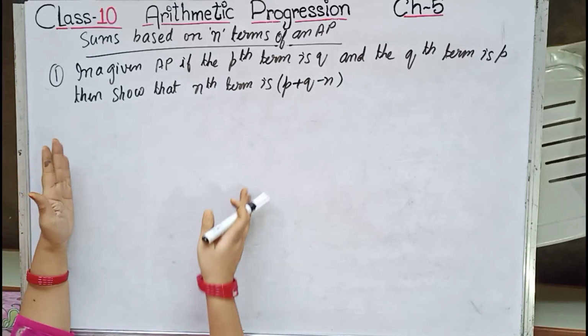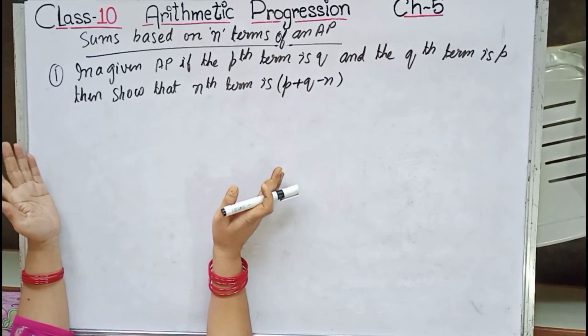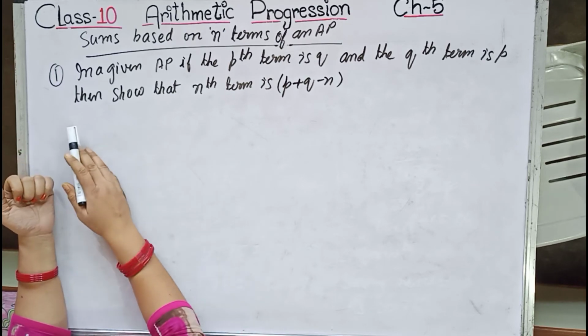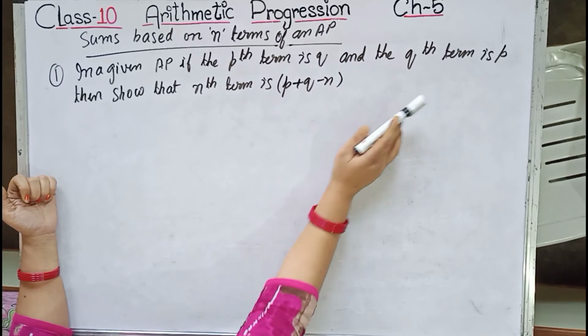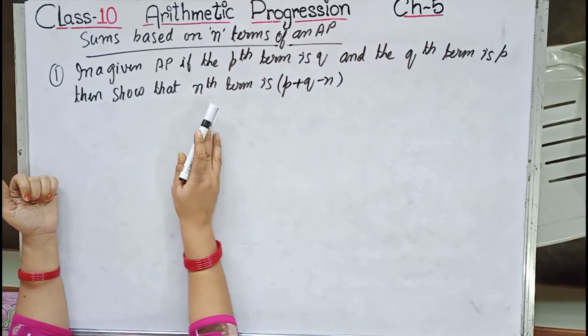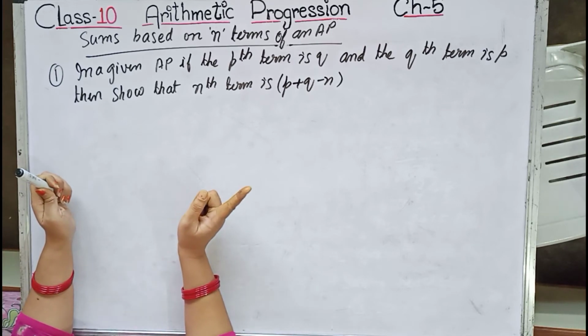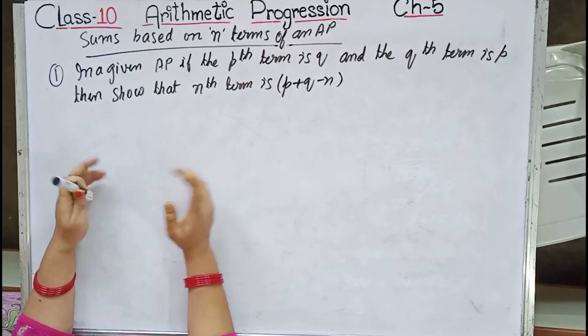Hello students. In this video, I'll be doing a few more sums based on the formula for n terms of an AP, which I feel need to be discussed with you. Question number 1 says that in a given AP, if the pth term is q and the qth term is p, then show that the nth term is p plus q minus n. This sum I have taken from RS Agarwal. It's a solved example. You can see the solved example from RS Agarwal as well.